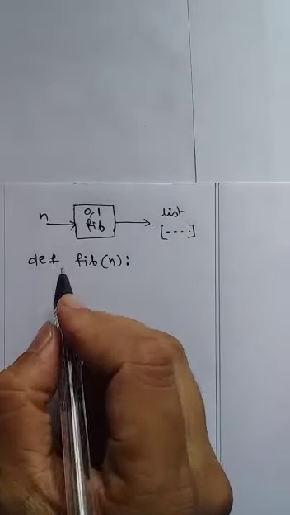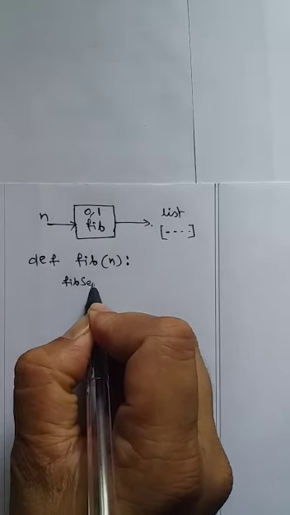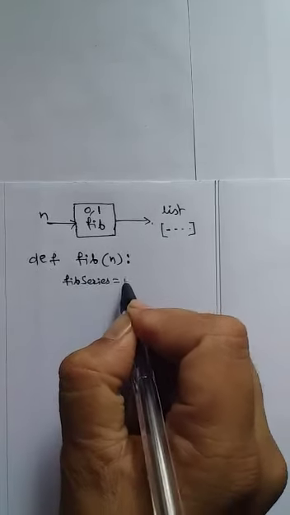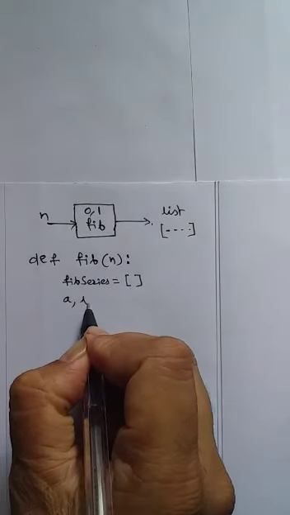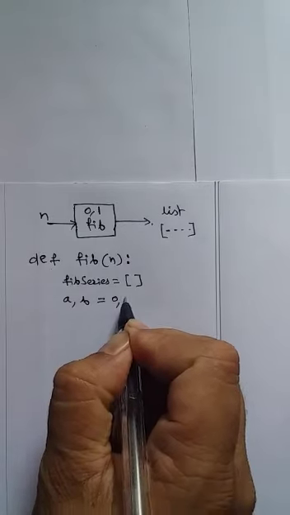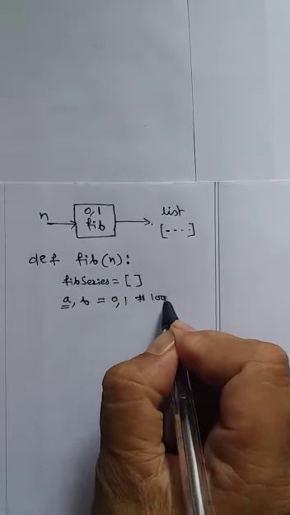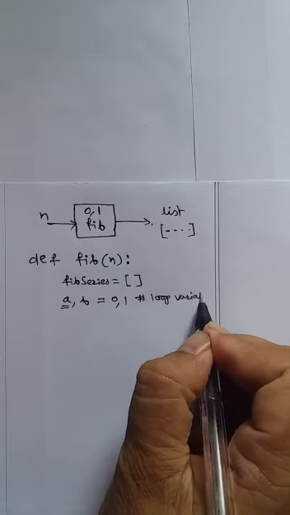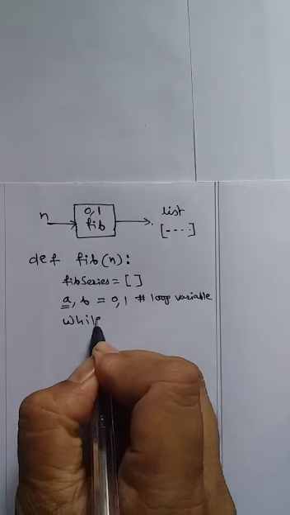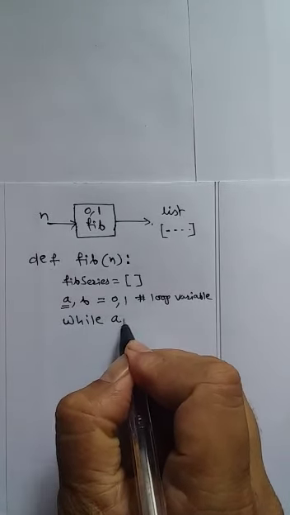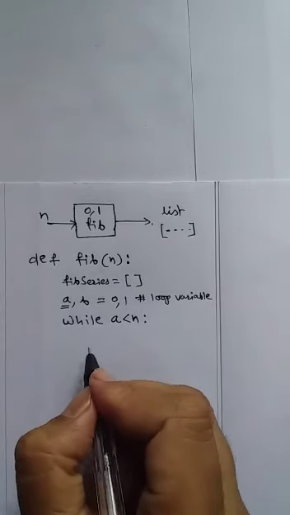Then we'll initialize a variable fib_series equal to an empty list, and initial values a, b as 0, 1. Now here a will act as a loop variable. We are using a loop as we have to repeat the same process. I am using a while loop. The condition used is a is less than n. So while a is less than n, what do we have to do?